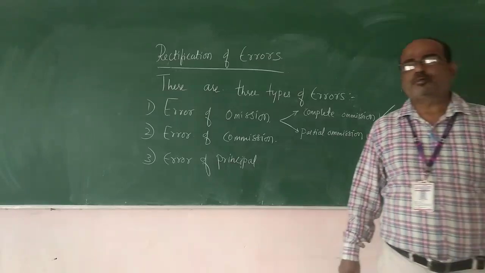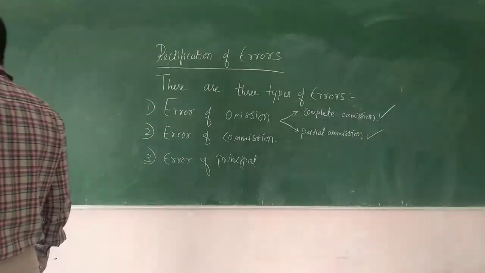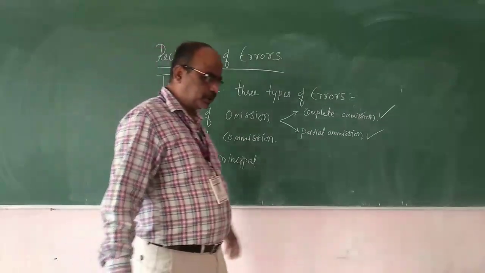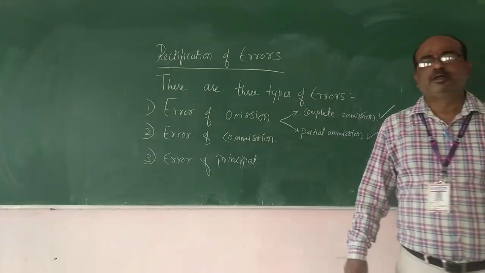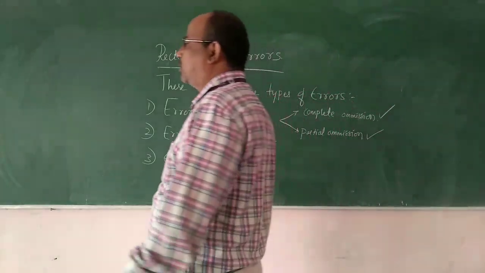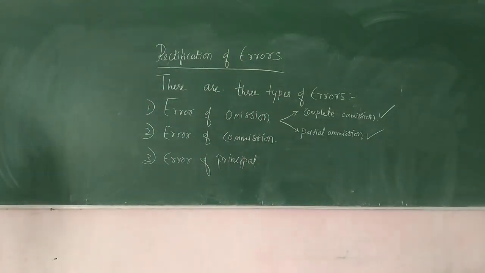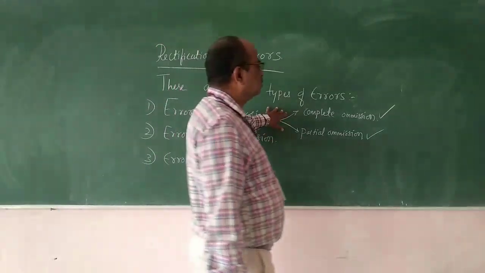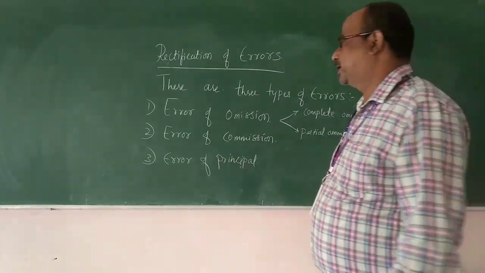In omission, normally you don't record the transaction itself. It may be either complete omission or partial omission. Partial omission means you will record in the daybook, but you will not record it into the ledger. So the trial balance will not tally in that case. In case of complete omission, the trial balance will tally. But if you want to rectify that, write the correct journal entry and it will be rectified.